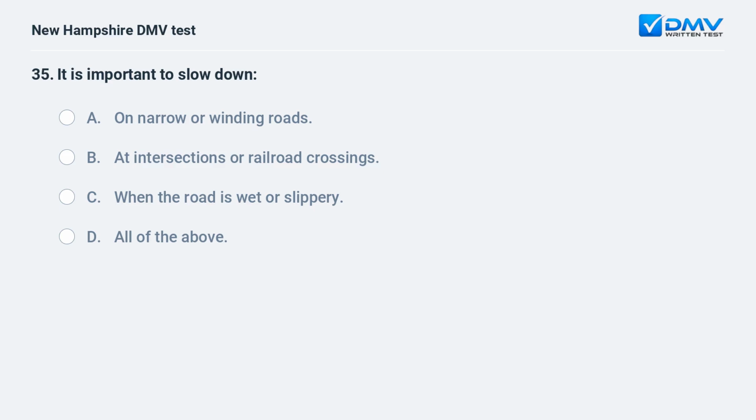It is important to slow down. A. On narrow or winding roads. B. At intersections or railroad crossings. C. When the road is wet or slippery. D. All of the above.